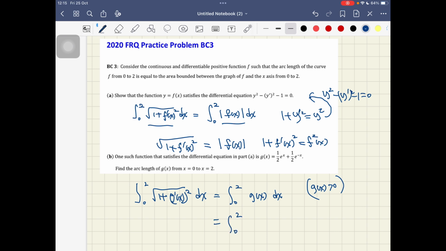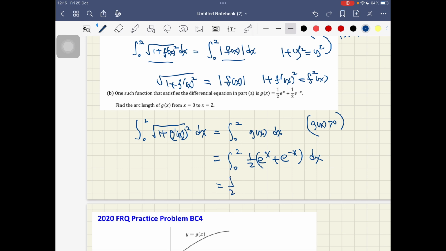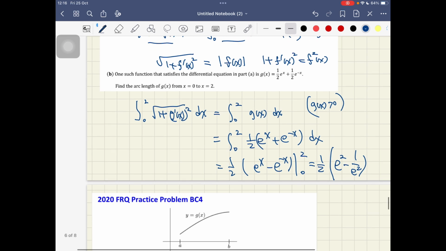So the integral from 0 to 2 of half of e to the x plus e to the negative x dx. That is half of e to the x minus e to the negative x from 0 to 2, so half of e to the power of 2 minus e to the power of negative 2. And when I put in 0, this is 1 minus 1, so that is 0. So this is the one, that is the arc length.